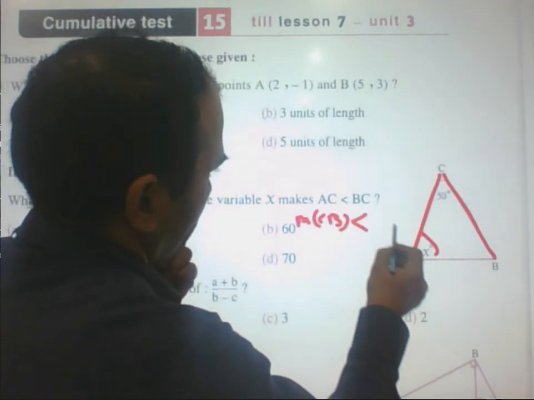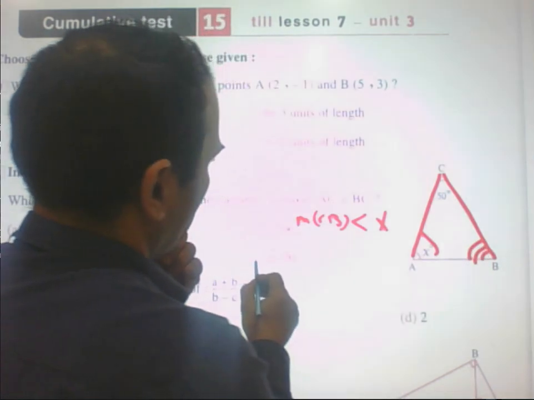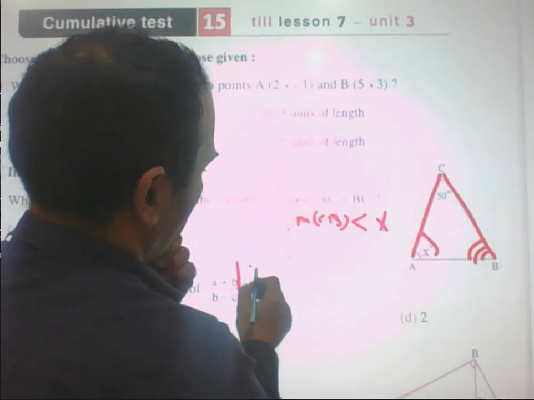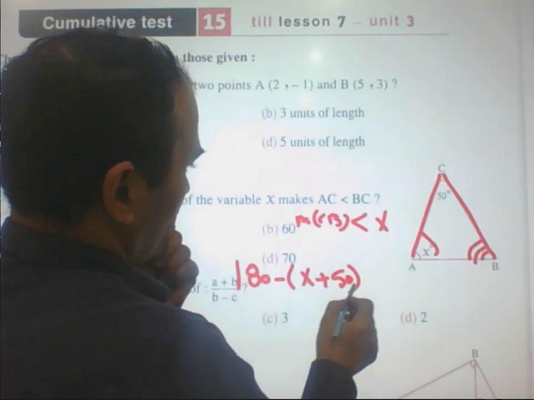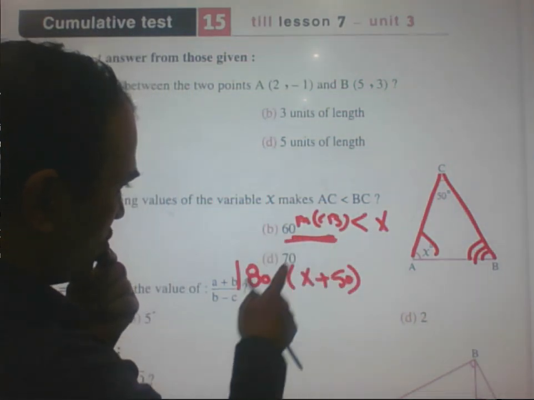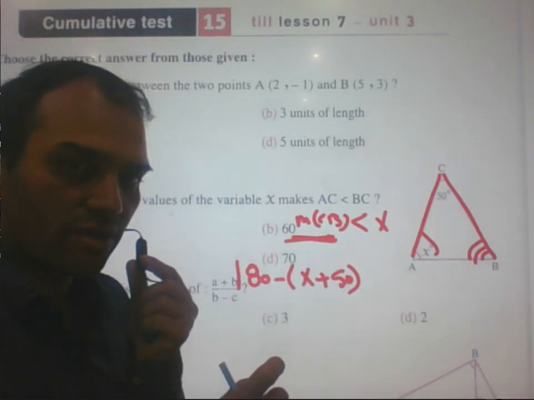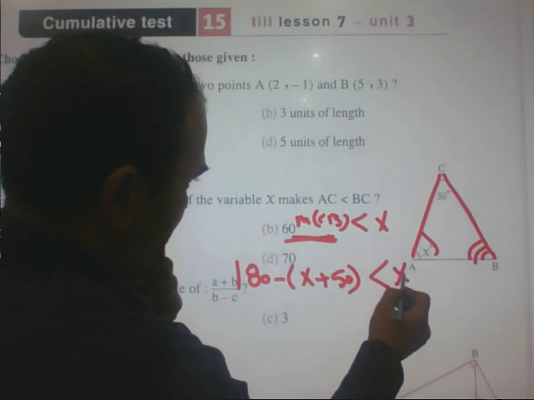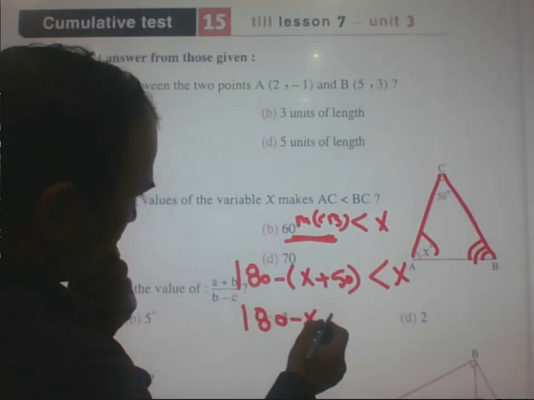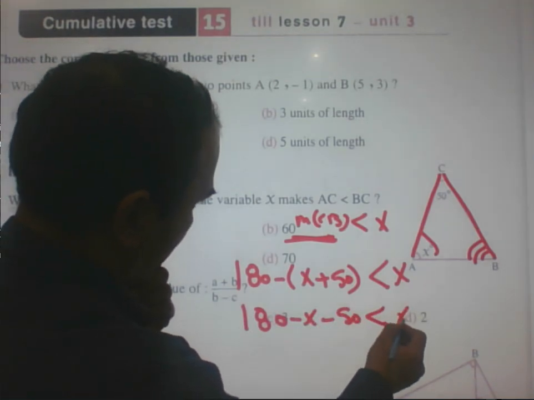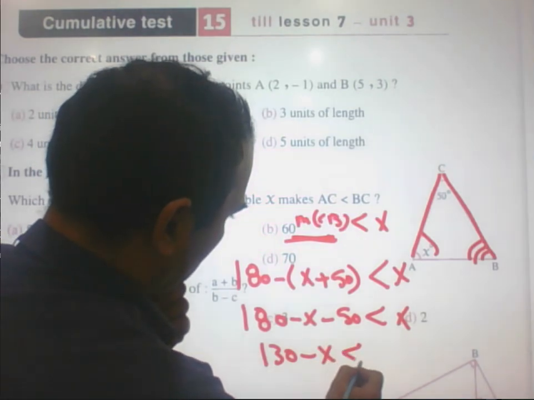Okay, BC opposite X. We can find the measure of angle B in this triangle. Measure of angle B equals 180 subtracted by X plus 50, because the sum of the interior angles equals 180. Complete with me, this is less than X. I can write here 180 subtracted by X subtracted by 50 is less than X. 180 minus 50, it will be 130. 130 minus X less than X.